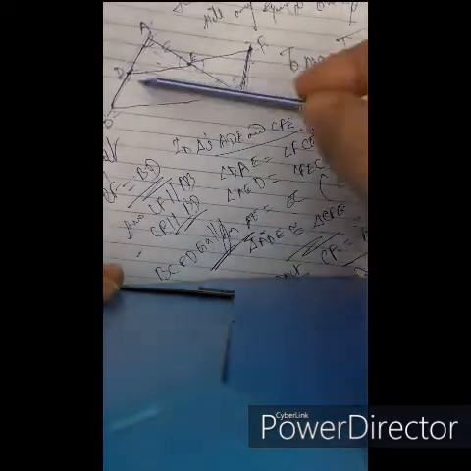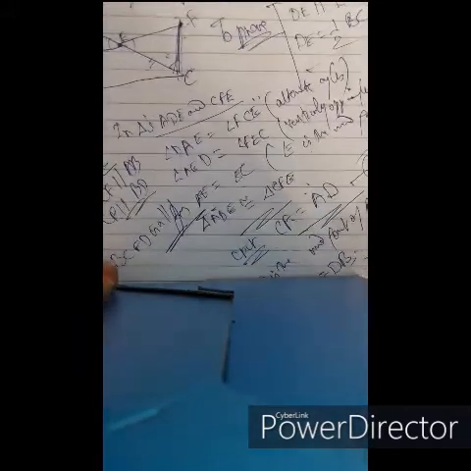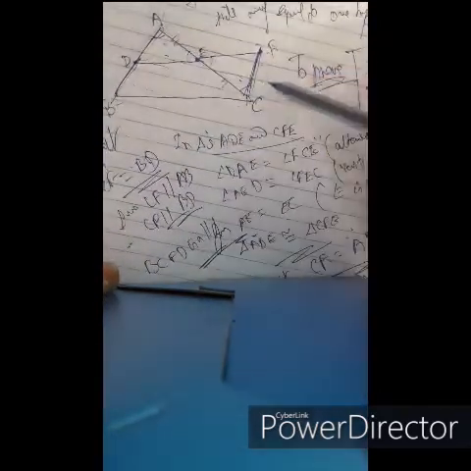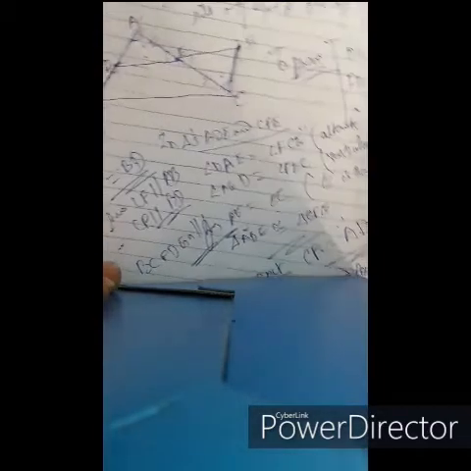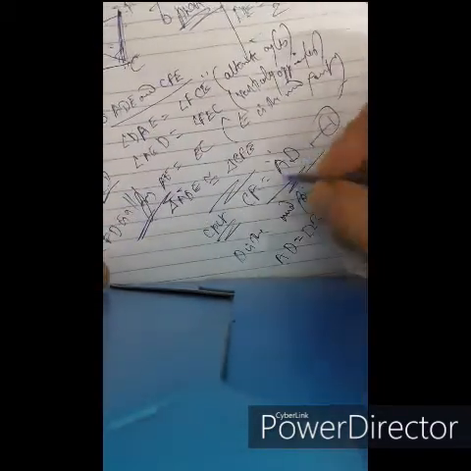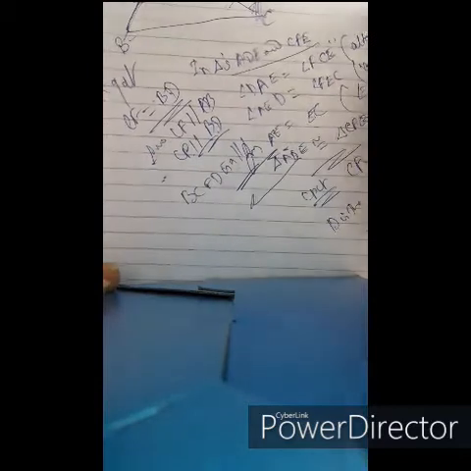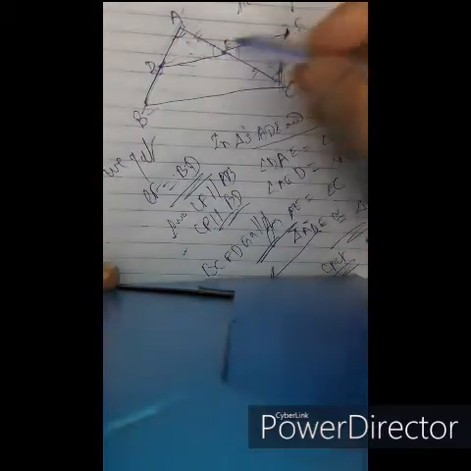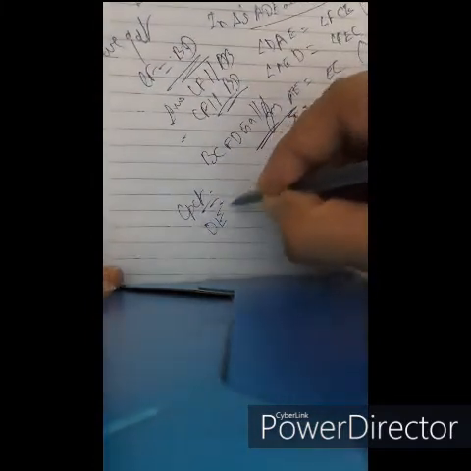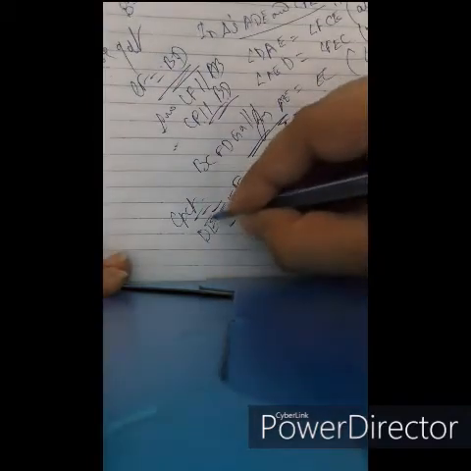In this figure, we had proved triangle AED is congruent to triangle CEF. So by CPCT we had taken CF equals AD. Also by CPCT we can take another point: ADE is congruent to CFE, so by CPCT DE equals EF.